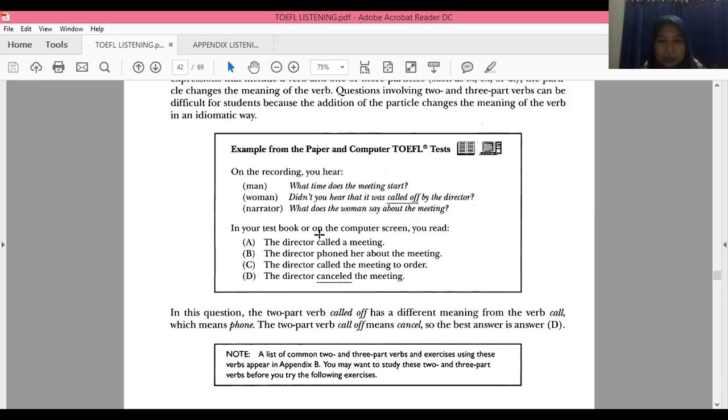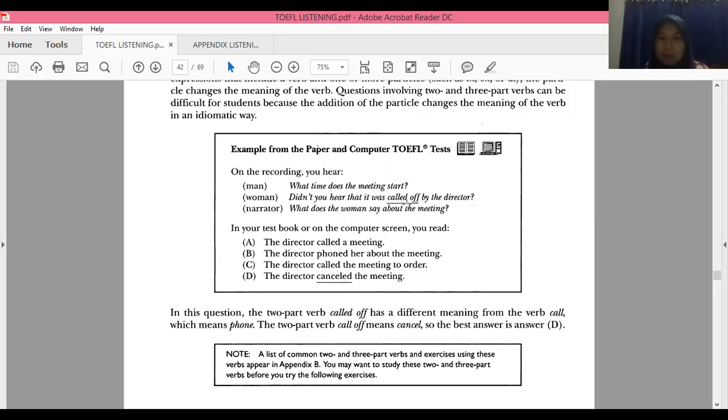Oh, in your textbook or your computer screen, you read: the director called a meeting; the director phoned her about the meeting; the director called the meeting to order; the director canceled the meeting. If we only listen for call, only call, usually we will find, oh, it's about panggilan. We may choose option A, the director called a meeting. But sometimes we avoid similar sounds, right? Makanya bukan call deh, masa sama-sama call, kemudian kita cari deh sinonimnya. The director phoned her about the meeting. Nah, karena call kita cari sinonim phone.